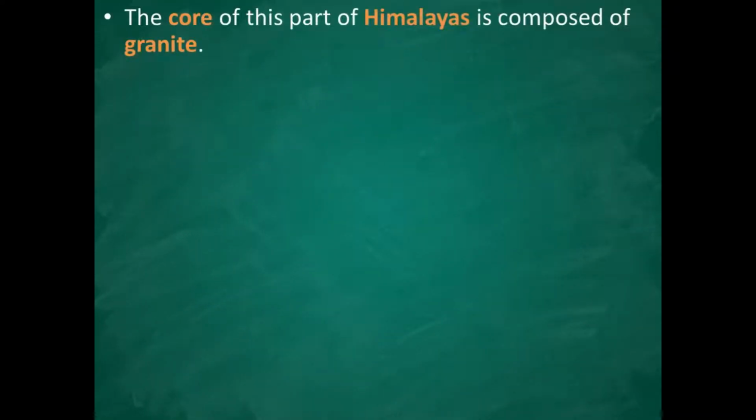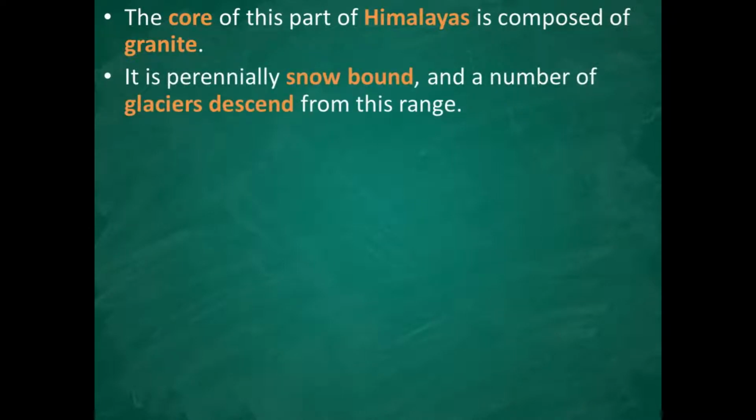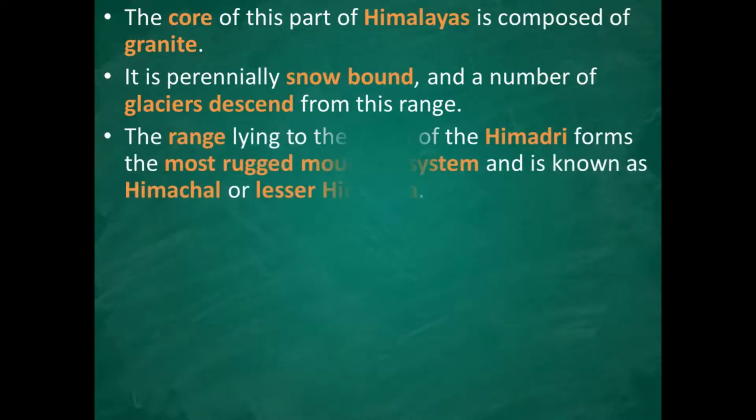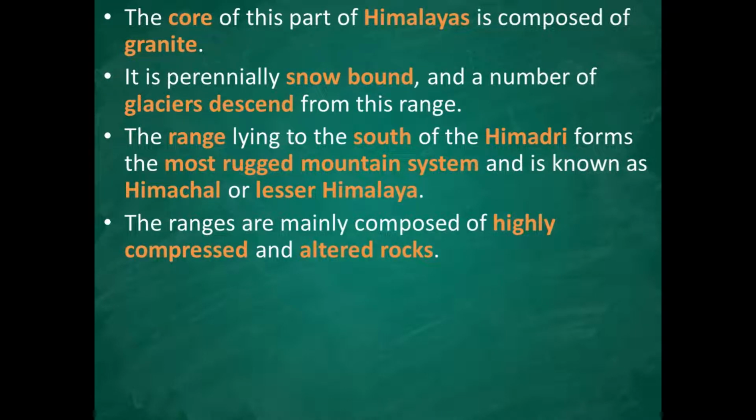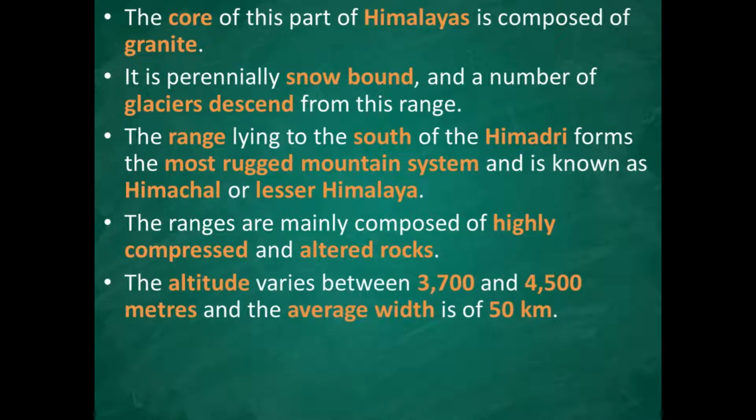The core of this part of Himalayas is composed of granite. It is perennially snowbound and a number of glaciers descend from this range. The range lying to the south of the Himadri forms the most rugged mountain system and is known as Himachal or Lesser Himalaya. The ranges are mainly composed of highly compressed and altered rocks. The altitude varies between 3,700 and 4,500 meters, and the average width is of 50 km.